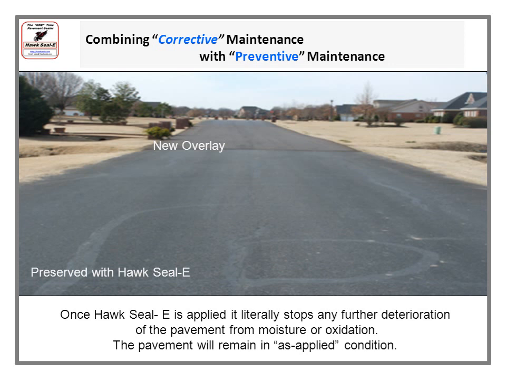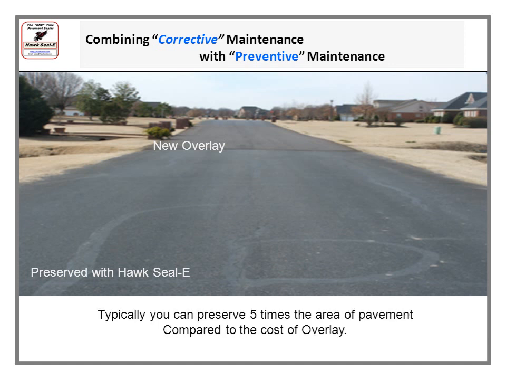Once Huxley is applied, it literally stops any further deterioration of the pavement from moisture or oxidation. The pavement will remain in as-applied condition. Typically, you can preserve 5 times the area of pavement compared to the cost of an overlay. I want to mention here that if we come back 20 years from now and look at this same street, the portion that has been preserved with Huxley will still be in this same condition. And if that new overlay is never preserved or treated or sealed with Huxley, it will be cracked up and needing repairs again.